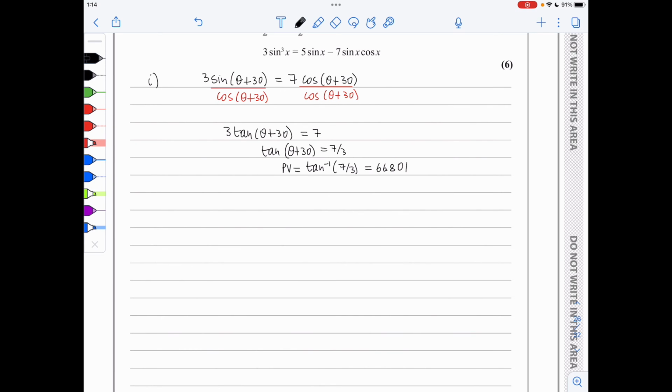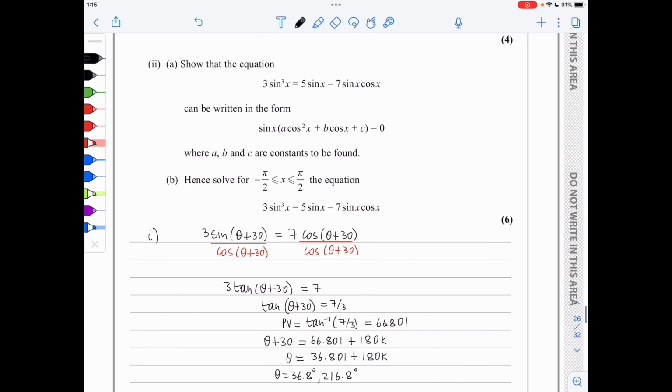66.801 degrees. And therefore theta plus 30 is the PV, which is 66.801 plus 180K. So if I deduct 30, I get theta is 36.801 plus 180K. So if I put K is 0, I get theta to be 36.8. And if I put K to be 1, I get 216.8 degrees.